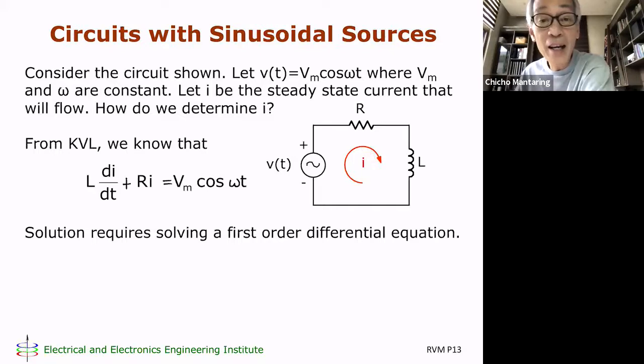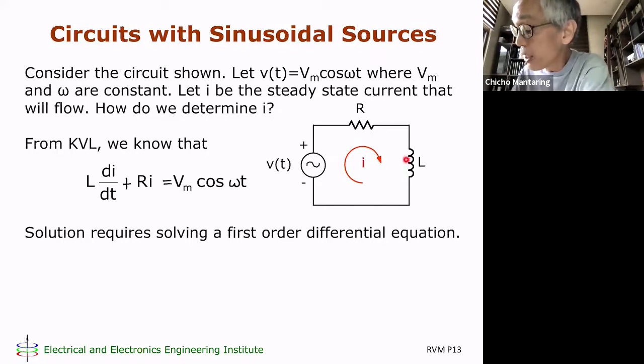Now from KVL, we know that this voltage is equal to the voltage across your resistance plus the voltage across your inductance. Again, this voltage by KVL is the voltage here plus the voltage here. Now the voltage across your resistance is just your R times your I.